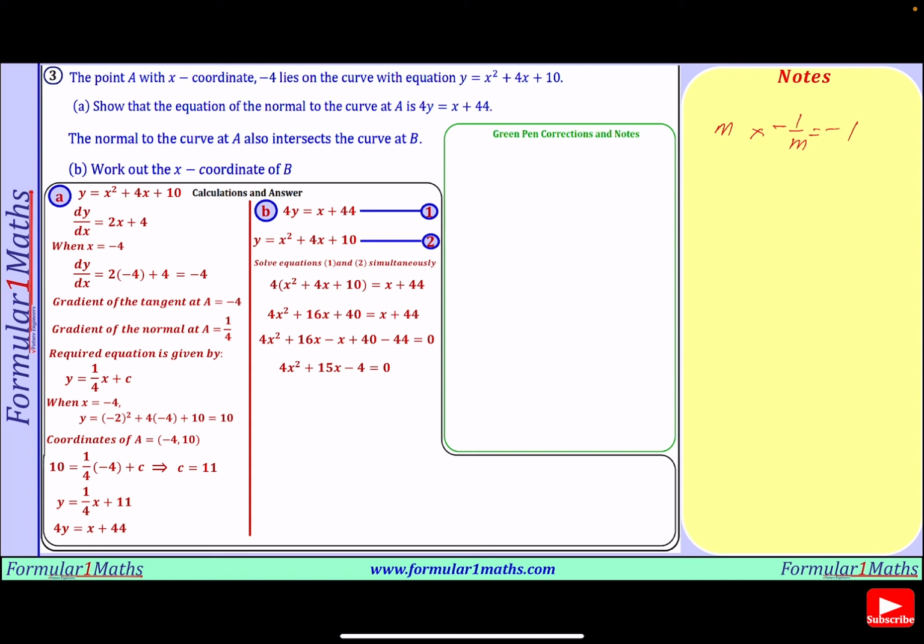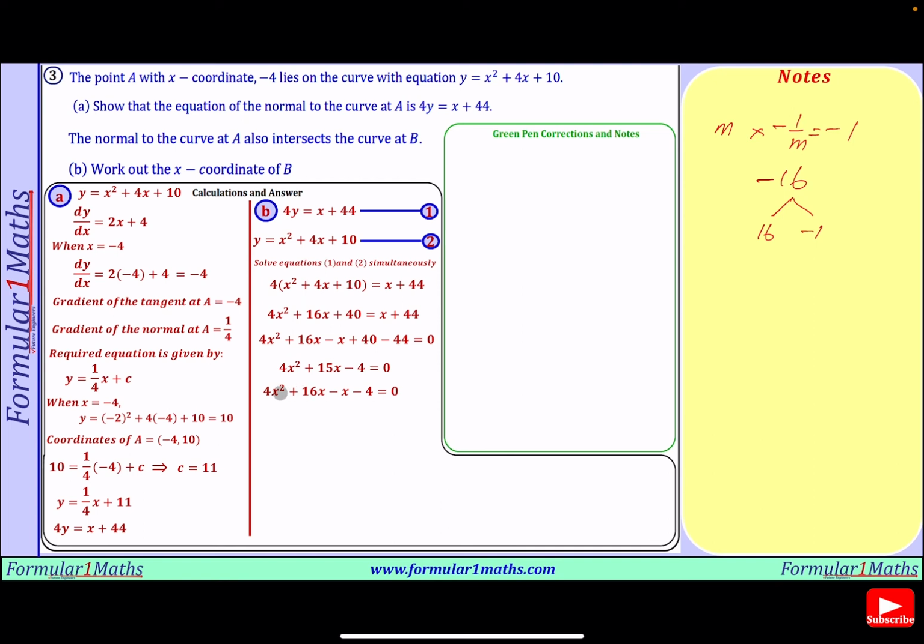We now need to factorize this quadratic equation. We can do so by multiplying 4 by -4 to get -16. Then we must break down -16 into two factors to give 15. And you can easily see it is 16 and -1. So I'll replace the 15x by 16x minus 1x. And we get 4x squared plus 16x minus x minus 4 equals 0.